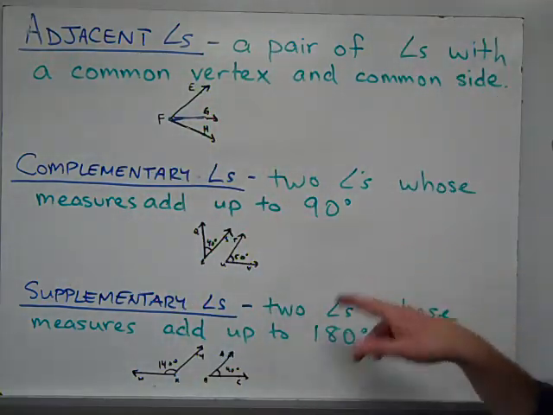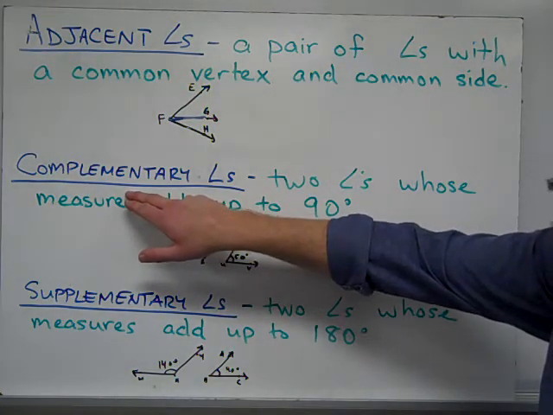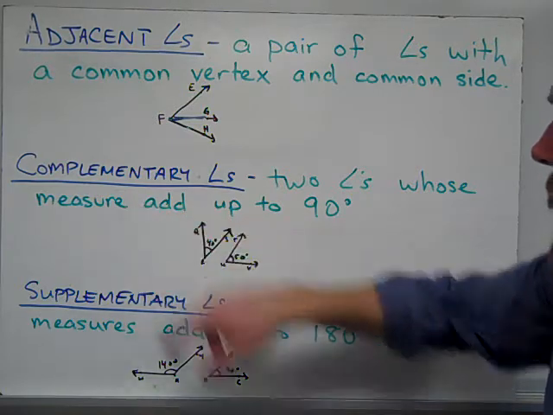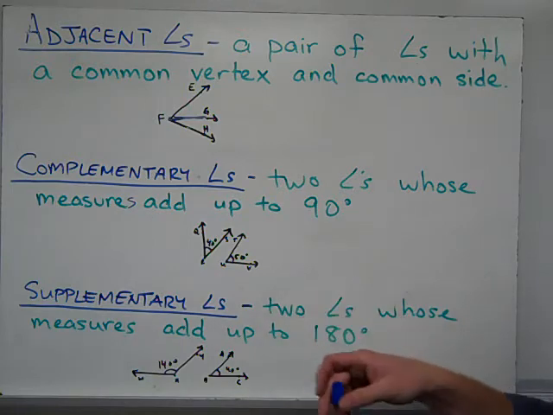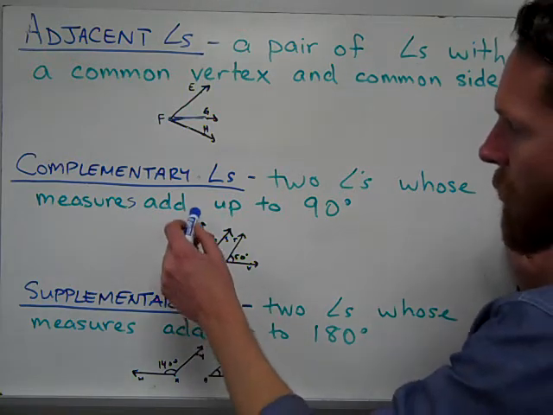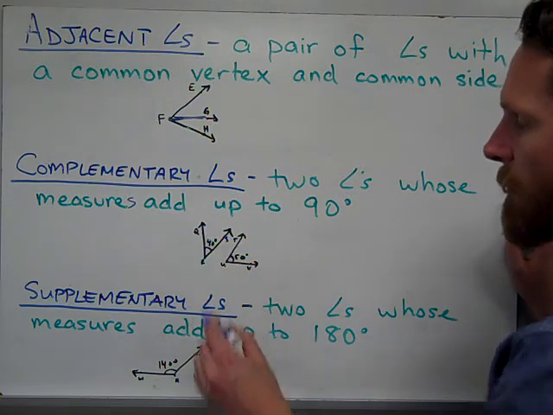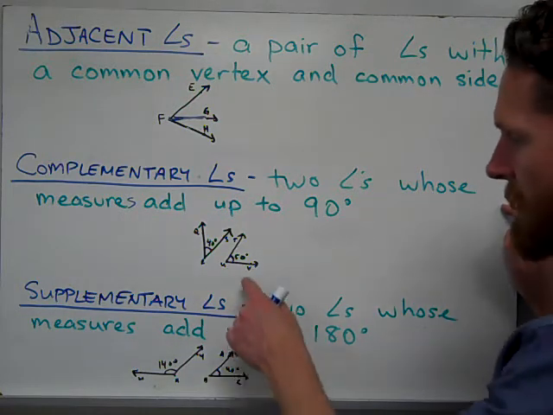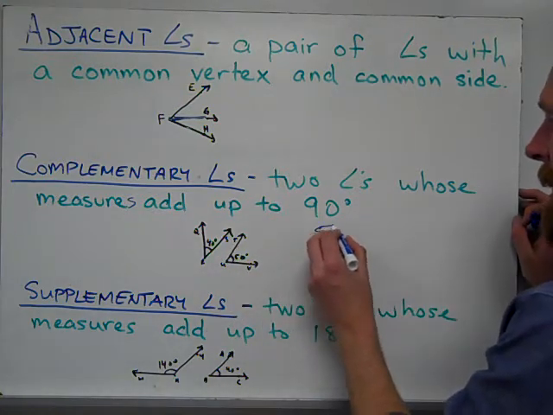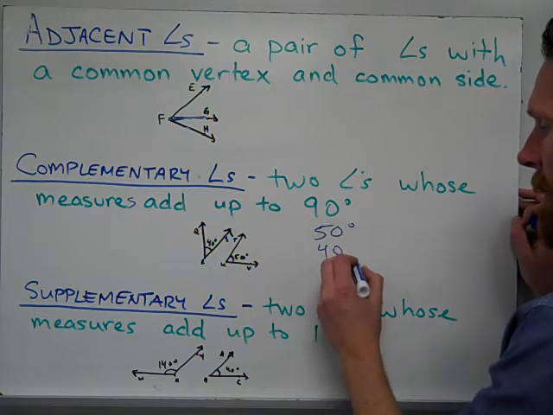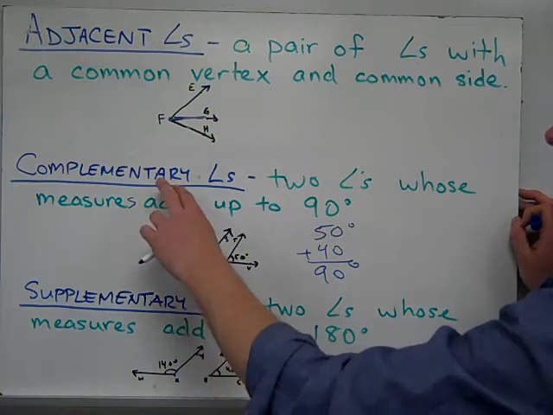Complementary angles. Two angles whose measures add up to 90 degrees. So here you go. You have one angle, which is QRS, that measures 40 degrees. And then you have TUV, which measures 50. So you have 50 degrees plus 40 degrees, which adds up to 90 degrees. These two angles would be complementary angles.